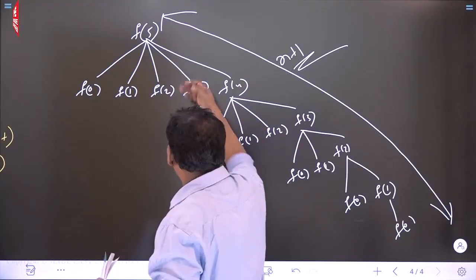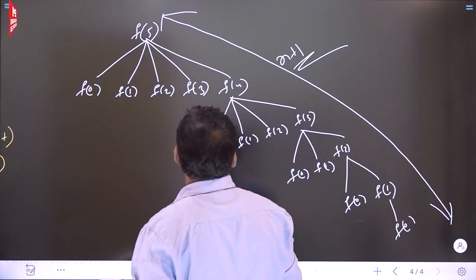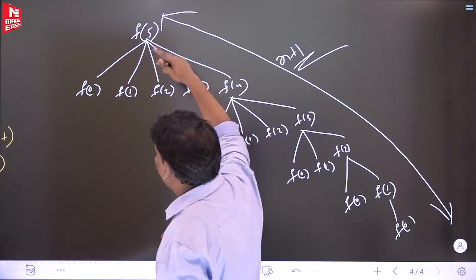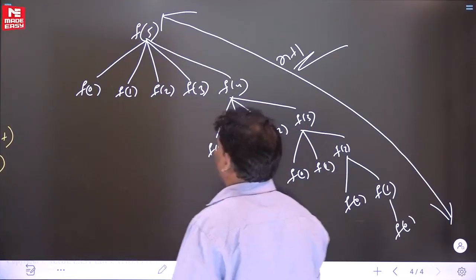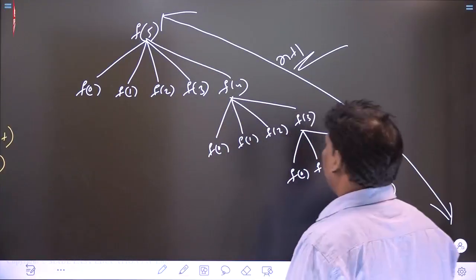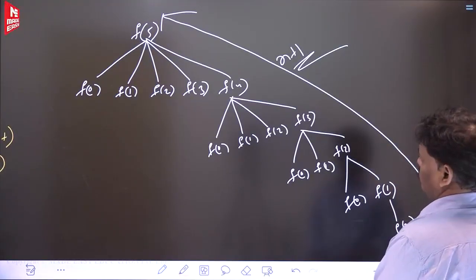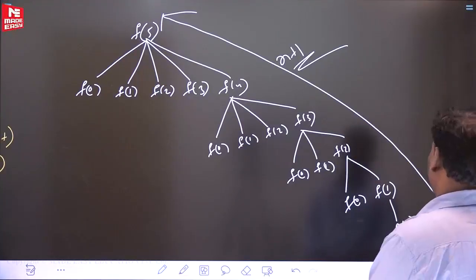Some people are asking, sir, in the next level 5 may not be there. What is the meaning of a 5 level, 5 array tree? Maximum 5 children are there. If I call foo of n, it will generate an n level, n array tree. Please be careful. An n level, n array tree it will create.